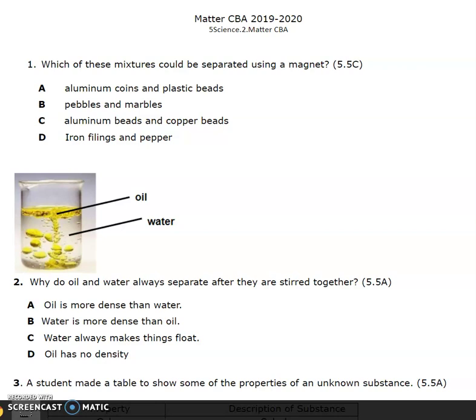Number 2. Why do oil and water always separate after they are stirred together? A. Oil is more dense than water. B. Water is more dense than oil. C. Water always makes things float. Or D. Oil has no density.